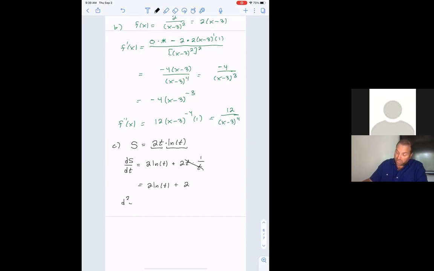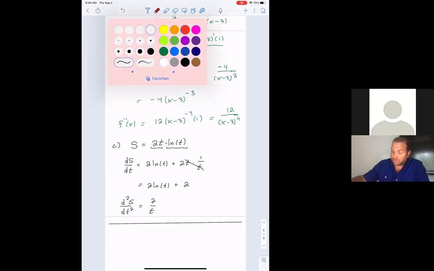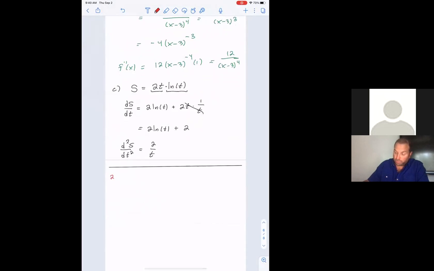So what is the second derivative of s with respect to t? Well, it's going to be 2 ln of t. So the derivative of ln of t is 1 over t. So 2 times 1 over t, or just 2 over t. And then plus 2, the derivative of 2 is 0. So we just get 2 over t as our answer. And we're done. Second derivative. That's all I wanted. Yummy. Okay, so let's go ahead now and go to question number 2.